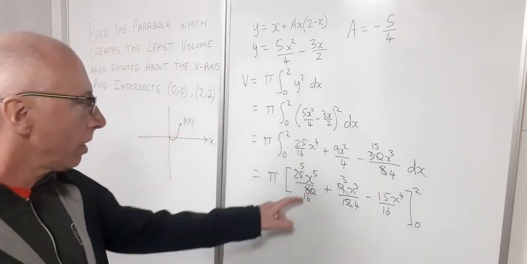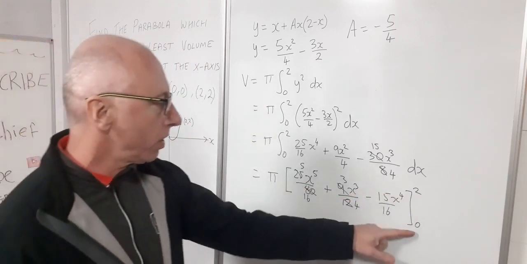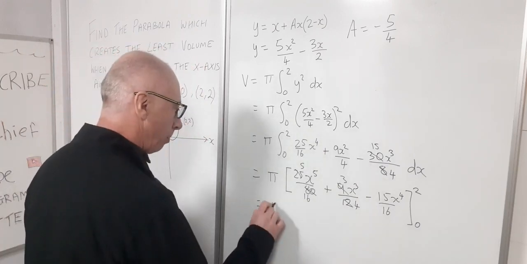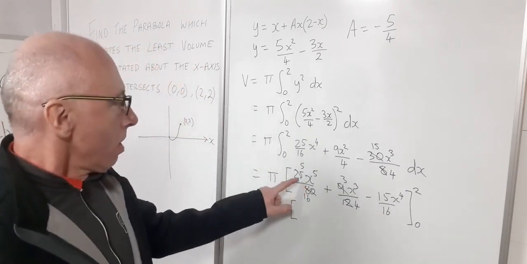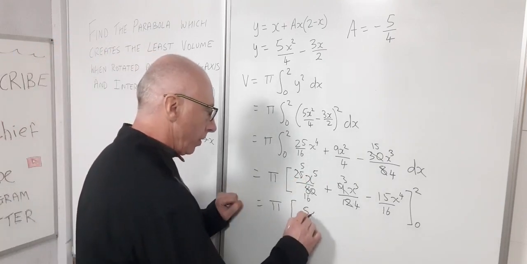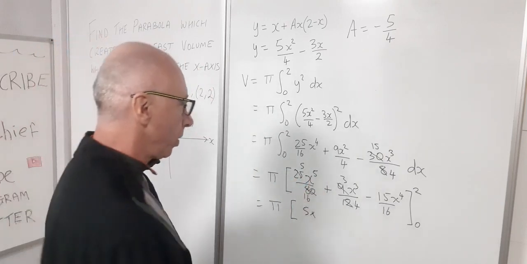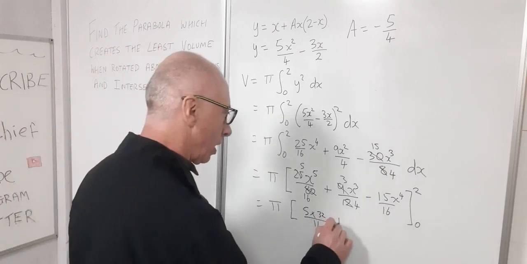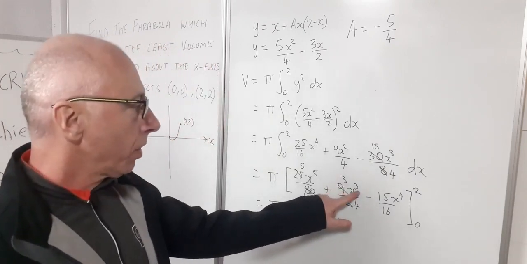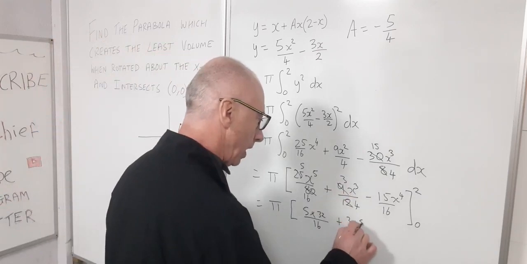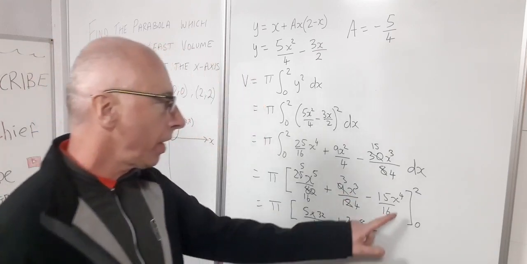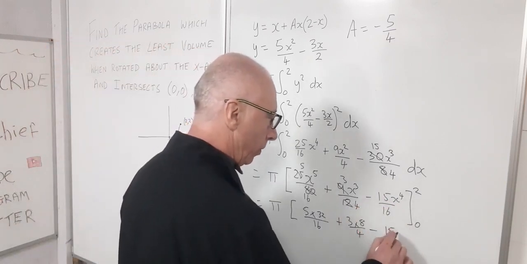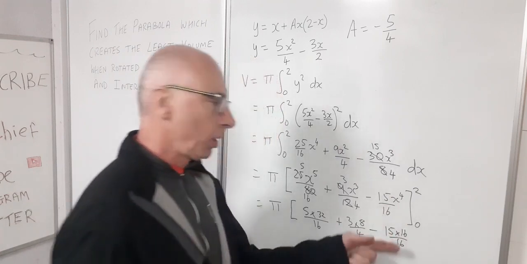Okay, so now let's plug in 2. Again, as we did before, when it's 0, it all disappears. There's no point even thinking about the 0. So let's calculate it at 2. So now we've got pi times, so 5 times x to the 5. So that's 5 times 2 to the power of 5, which is 32. And divide that by 16. That's our first evaluation. And then 3 times x cubed, so 3 times 2 cubed, so that's 3 times 8 over 4. And then this one, x to the 4, that 2 is 16. So those would just cancel out. So now I just do minus 15 times 16 over 16, which you know will cancel out.